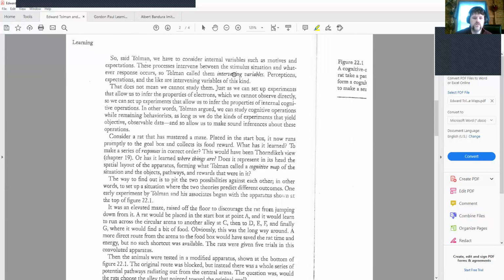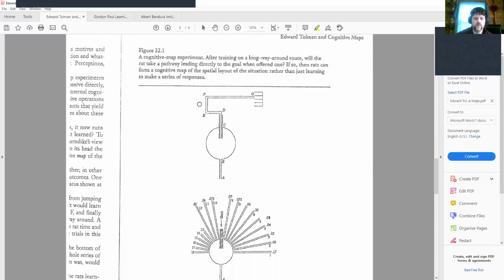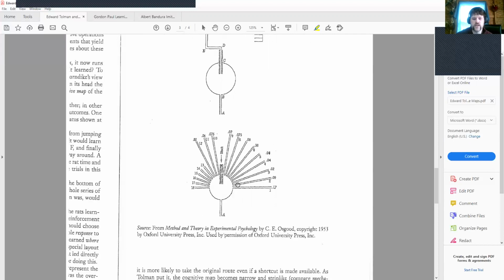So he calls these intervening variables, meaning between the thought and the action, the actual behavior, what intervenes, and that's things like motivation, et cetera, that he identified. And so he looked at this experiment where you put a rat in a maze like this. It's got a circular room, and then the rat would go from C to D to E to F, and then the food would be at G. And he would run the rat through this five times. And then he would put a rat in this second apparatus where the original path is blocked.